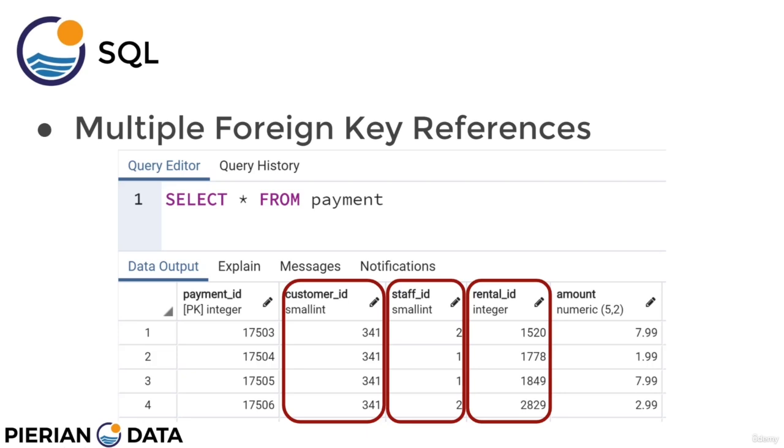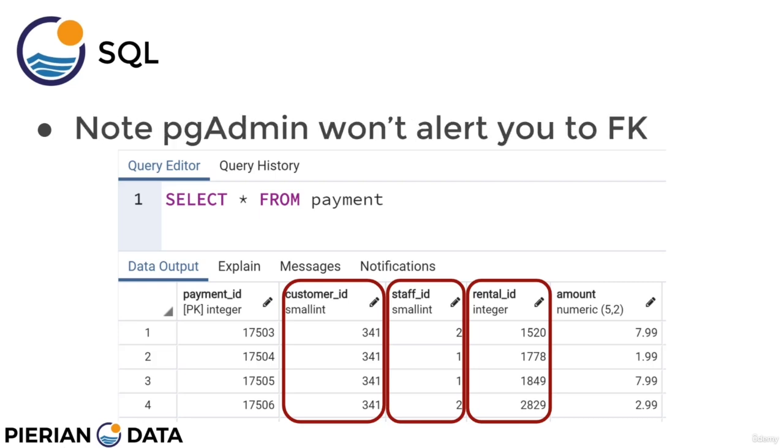Notice that within the payment table, it's okay if they're repeated, because the same customer may have made multiple payments. The reason these are foreign keys is that they're a reference to a primary key in another table. So customer ID is a foreign key within payment because it's a primary key within the customer table. Same with staff ID, it's foreign within payment because it's a primary within the staff table. Same with rental. And again, pgAdmin won't alert you directly in a simple query call whether or not this is a foreign key. It will only do that for the primary key.